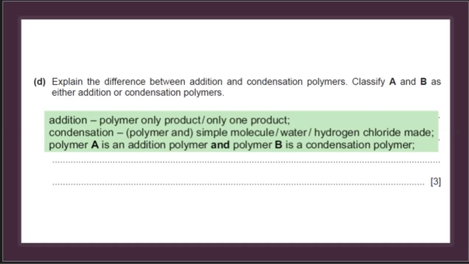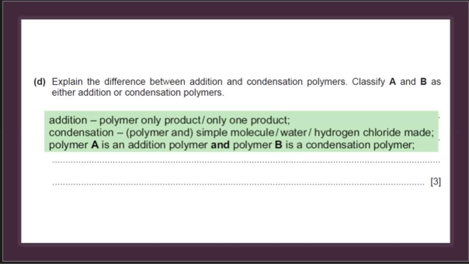All right, next question. Explain the difference between addition and condensation polymers. Classify A and B as either addition or condensation polymers. So addition polymers, only the polymer is the product that is produced. The double bond is broken and we get the product. Condensation polymers, there is another product that is produced besides the polymer. Most likely it's a simple molecule like water or hydrogen chloride that is produced in addition to the polymer.